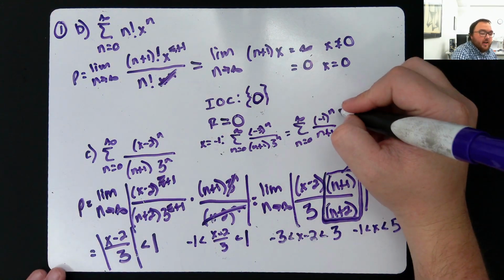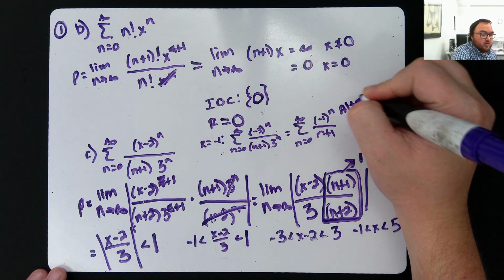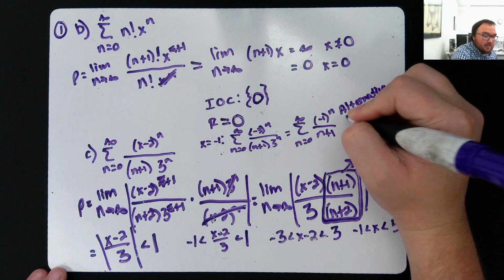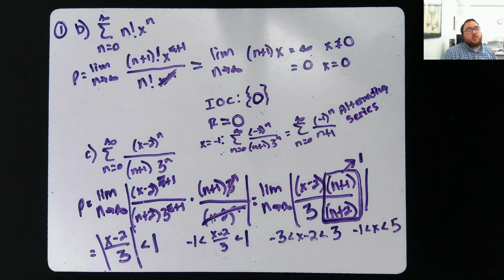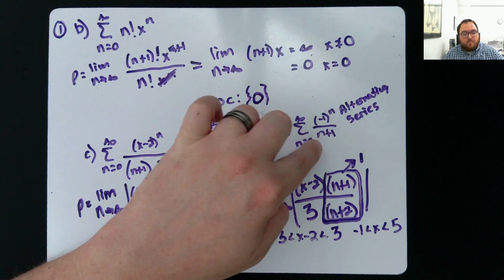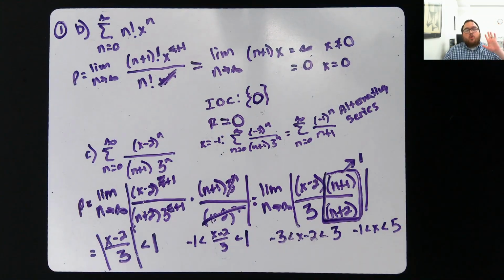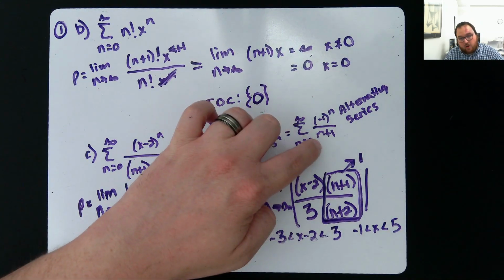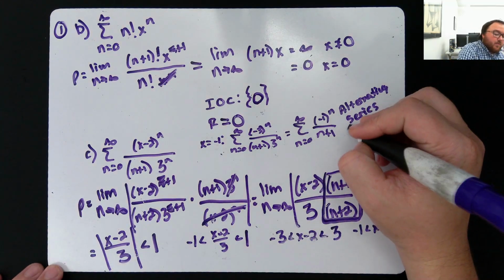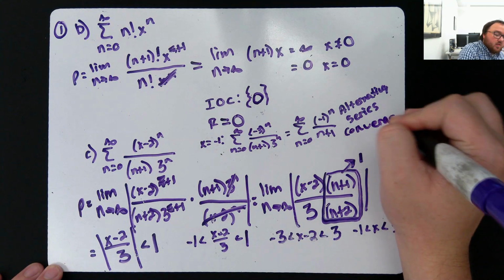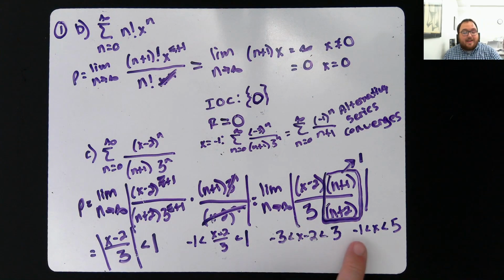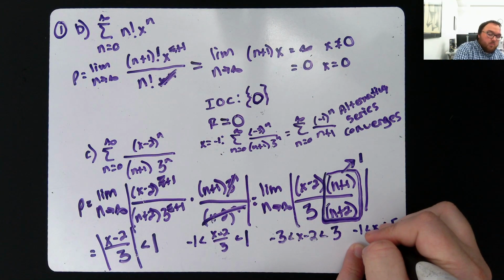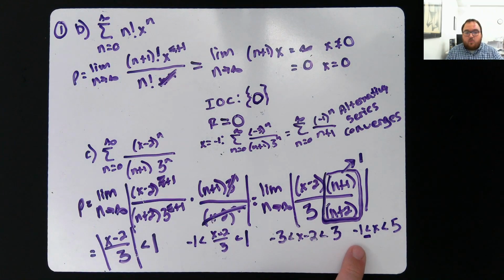This is an alternating series, which means we can use the alternating series test, which needs us to make sure everything is decreasing, which it is. 1 over n plus 1 would be like 1 over 2, then 1 over 3, then 1 over 4, 1 over 5. That's decreasing. And that the limit is equal to 0, which it is. So this converges. So at the -1, it works. So put less than or equal to there because it works.